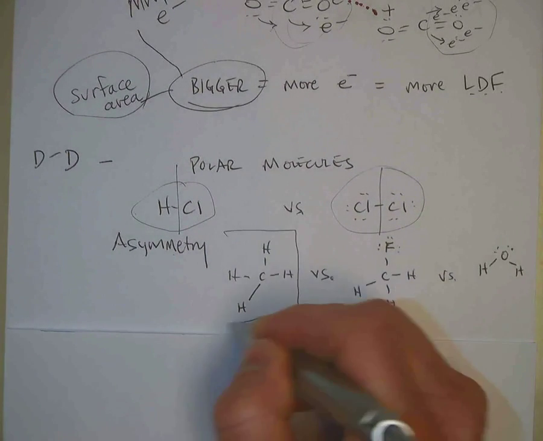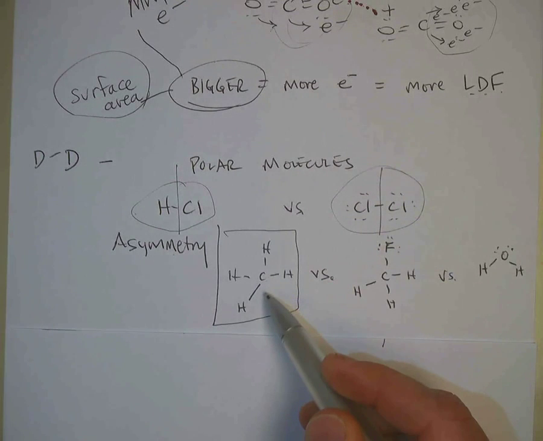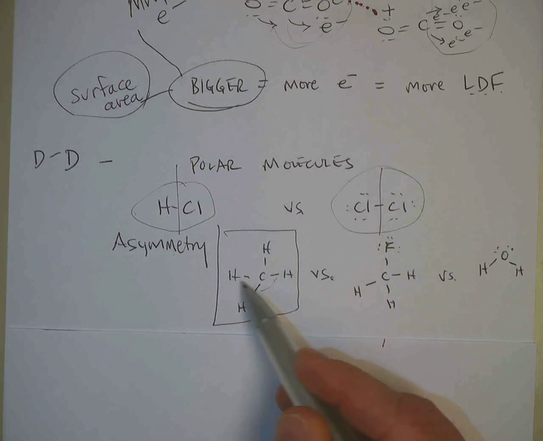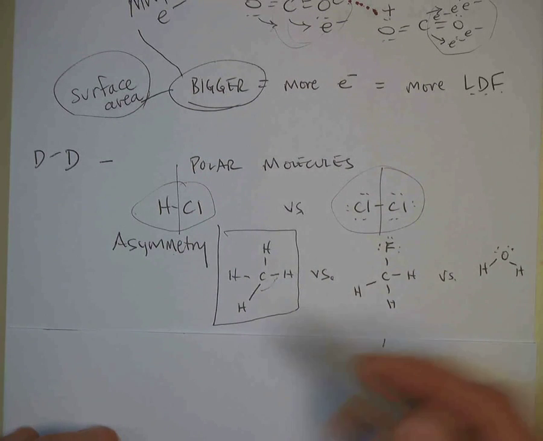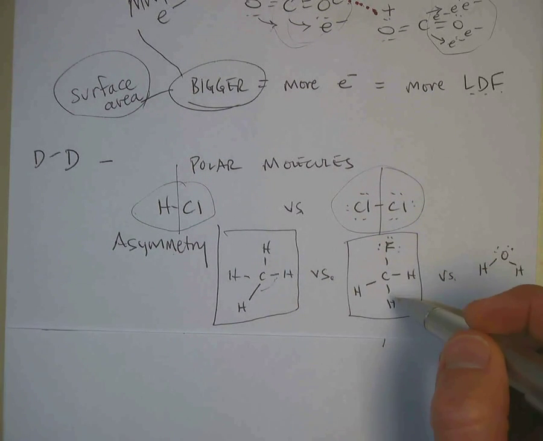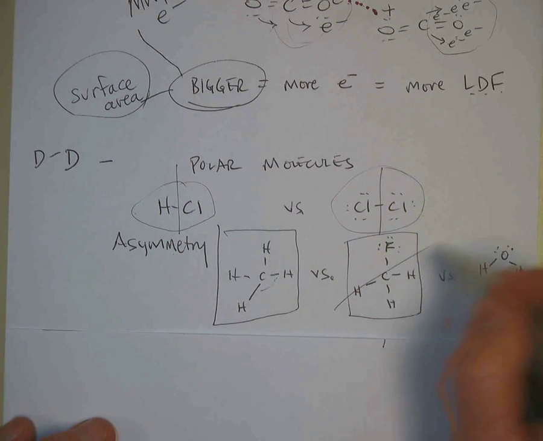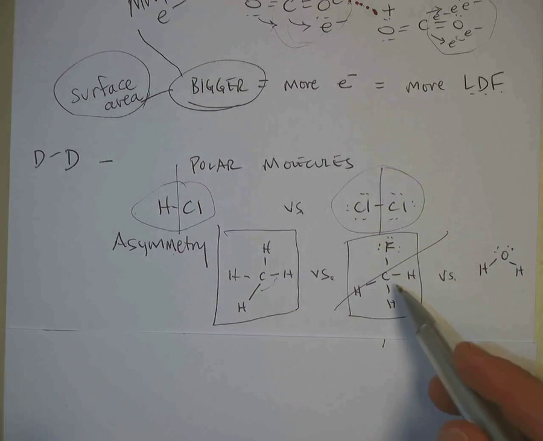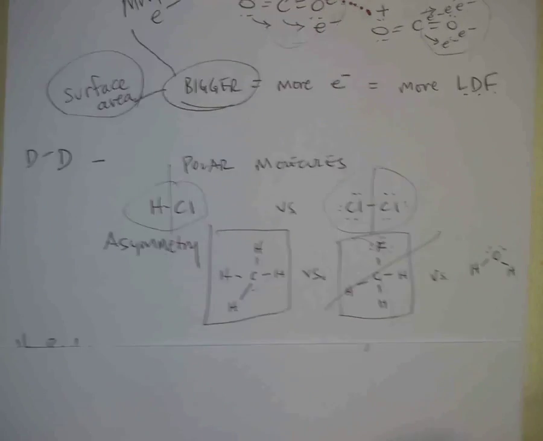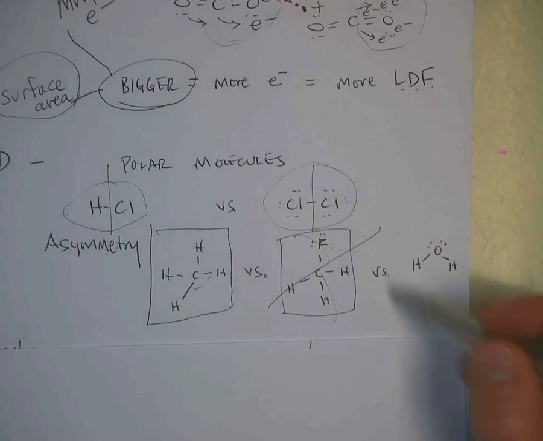This guy right here, even though I drew it kind of weird, is totally symmetrical. 109-degree bond angles right here between the hydrogen-carbon-hydrogen bonds. Whereas this guy right here with a fluorine in it, obviously it's asymmetrical because if I cut it in half up this direction, realizing that these are 109.5-degree bond angles, I'll end up with a different half over here than over here. Water is a great example of something that's a polar molecule.